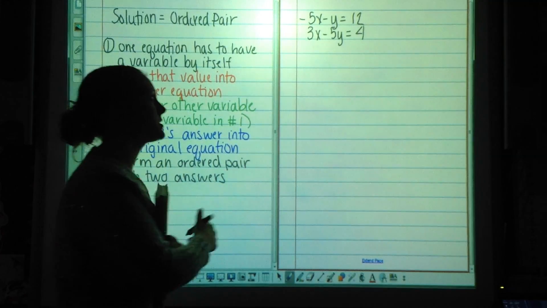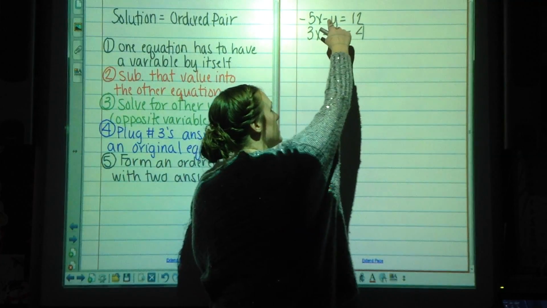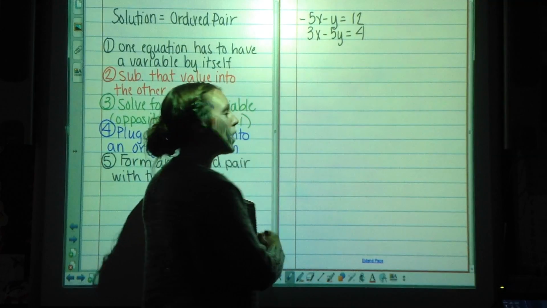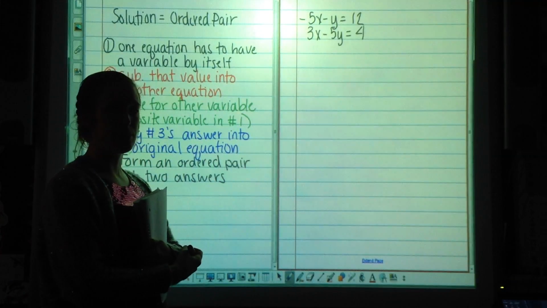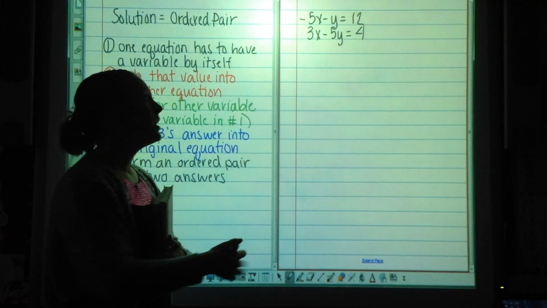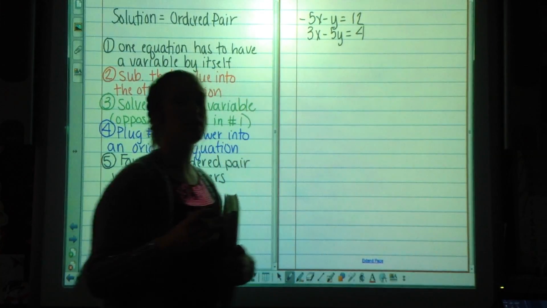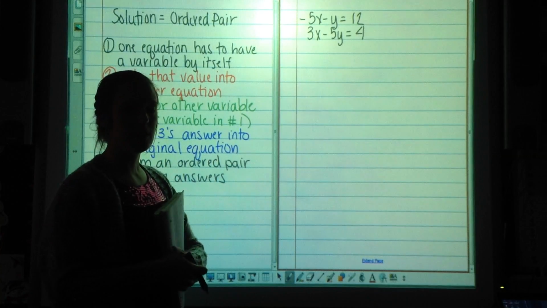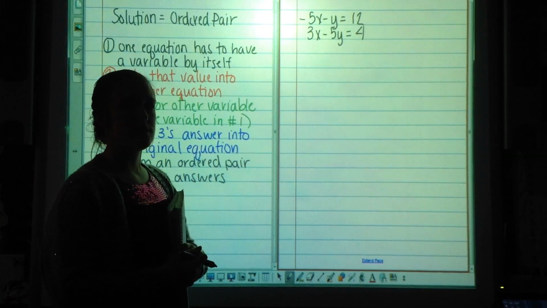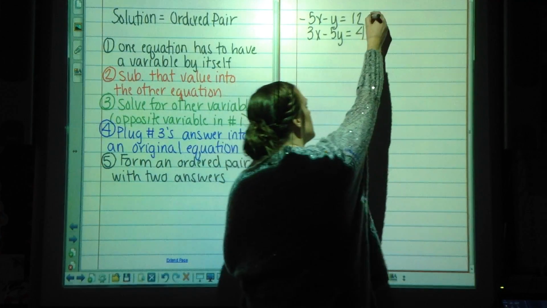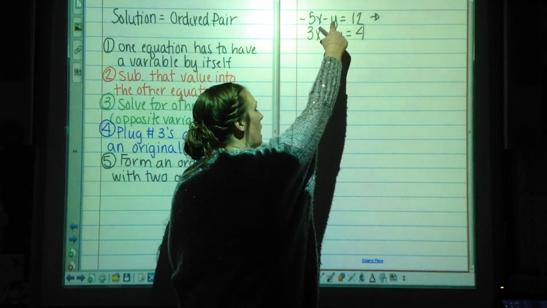So I'm looking at this top equation, and I see that this doesn't have a coefficient here, so I'm going to solve for y in the top equation. You could solve for x or y in this equation, you could solve for x or y in this equation. Either way you're going to get the right answer, but one way is easier than the other. So I'm going to take this first equation and solve for y.